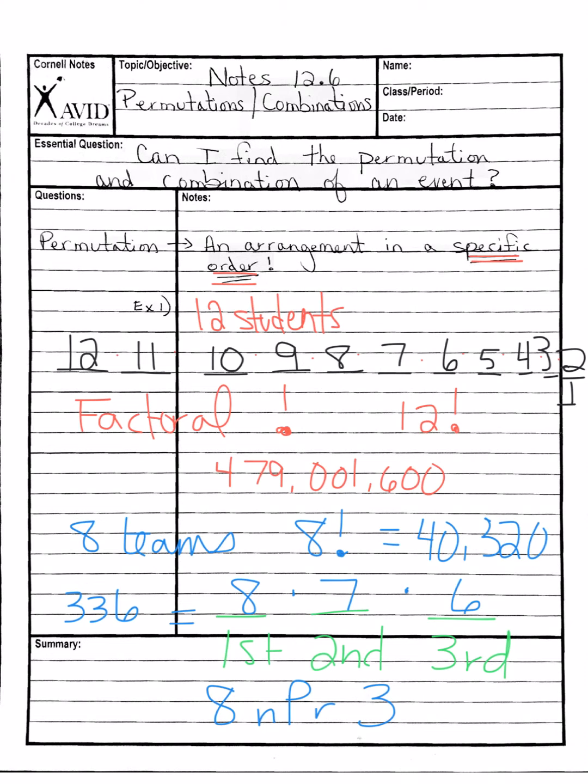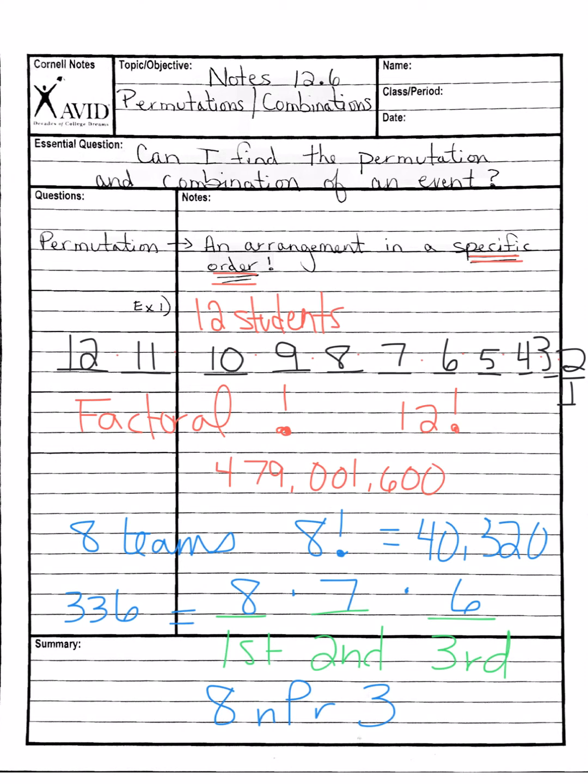So permutation is when order matters. Okay, the order matters when you're lining up because there's 12 students to choose from first, but then for second in line, there's only 11 students to choose from, and so forth. So that's permutation.